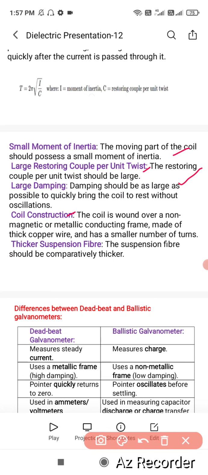Coil construction: the coil is wound over a non-magnetic metallic conducting frame made of thick copper wire and has a smaller number of turns. Thickness of the fiber: the suspension fiber should be comparatively thicker.